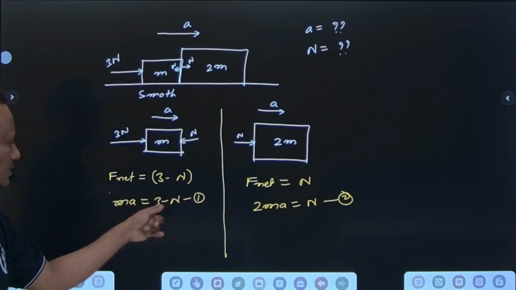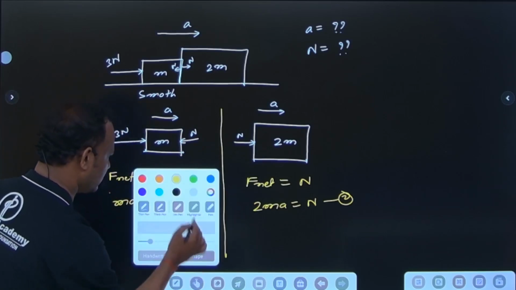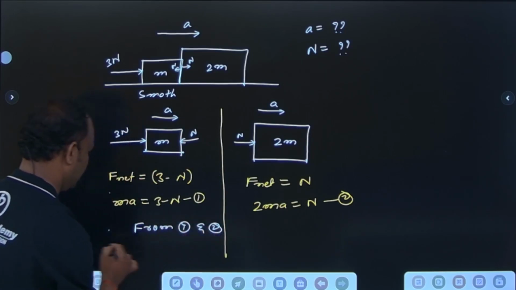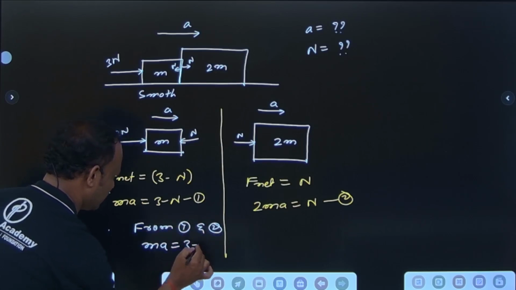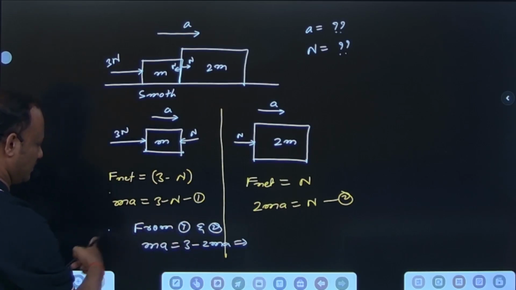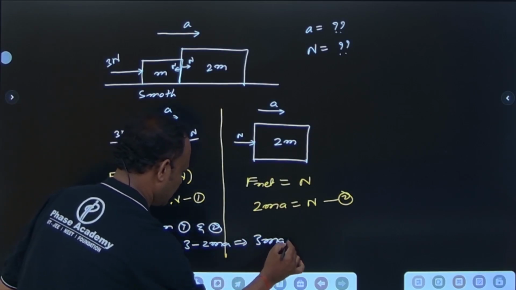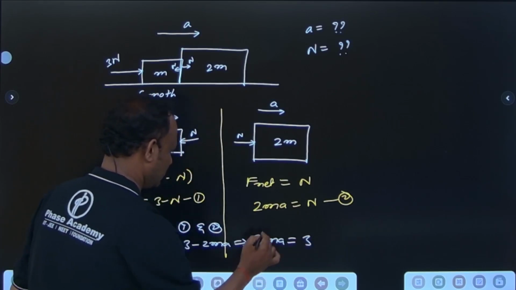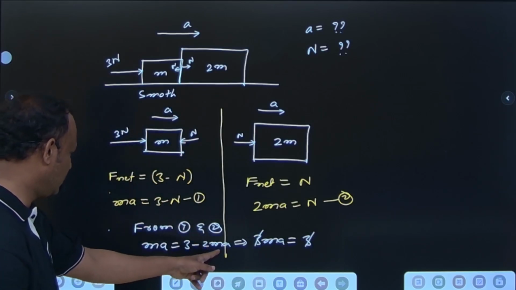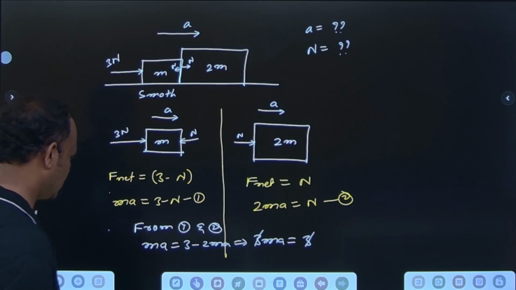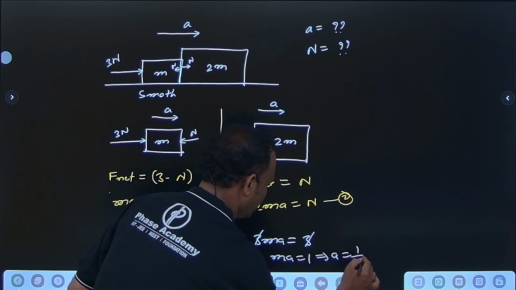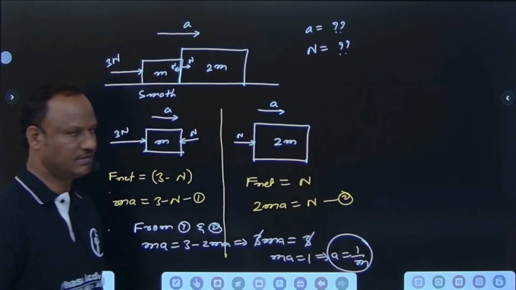Okay, so from equations 1 and 2, if I apply, this is what? ma is equal to 3 minus n, what is n? 2ma. Okay, so 2ma transposes from here to here, it becomes 3ma. 3ma is equal to 3. 3 cancels. So 3 minus 2ma becomes plus, and 2ma plus ma means 3ma. 3 cancels. ma is equal to 1. a is equal to what? 1 by m. a is equal to 1 by m.